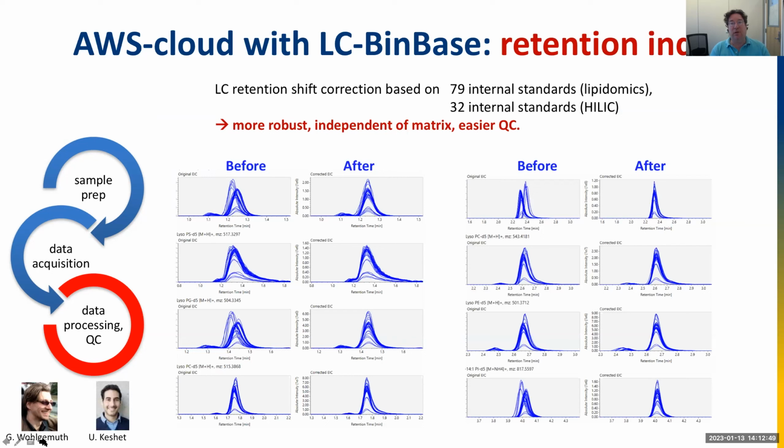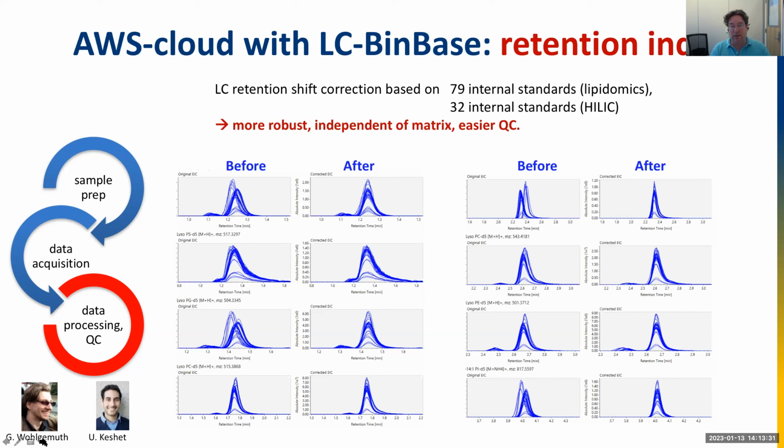So here, first of all, is the retention alignment; you see it for a couple of compounds. We use 79 internal standards for lipidomics, and that is anything that's lipophilic, which includes a lot of exposome compounds, and 32 internal standards for hydrophilic interaction chromatography. So that's a major break from other software that uses complete similarity alignments. We 100% and only use internal standards for retention time alignments, and that is perfectly done because we have so many internal standards.